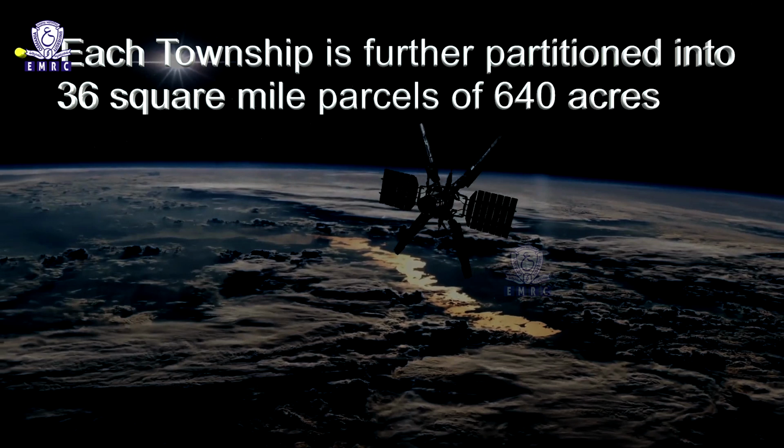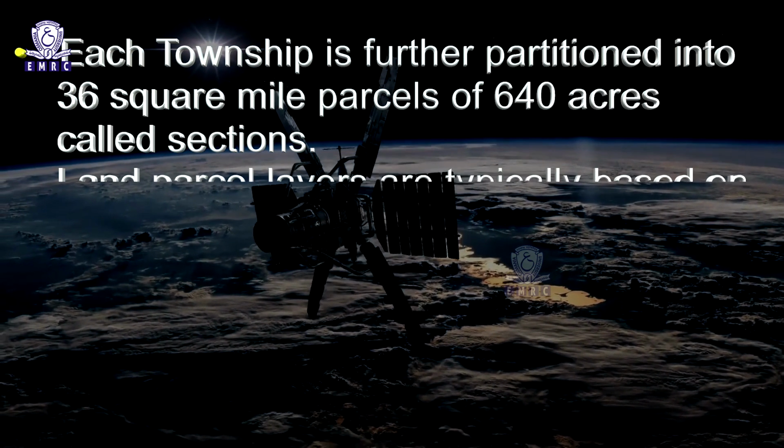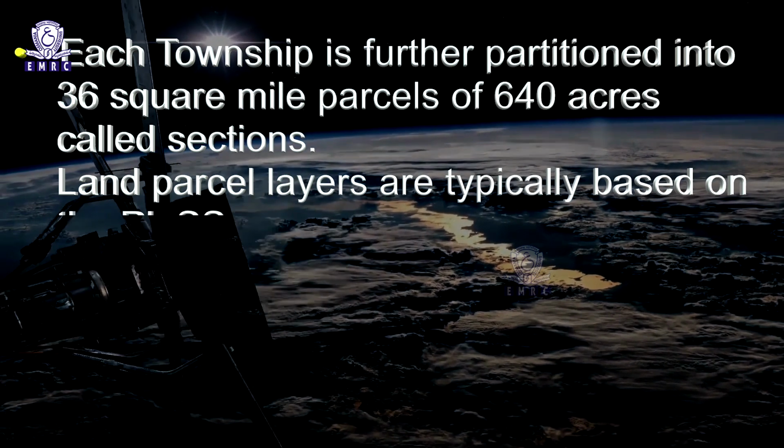The Public Land Survey System. The Public Land Survey System is a land partitioning system. Using the intersecting township and range lines, the system divides the land, mainly in the central and western states, into 6 by 6 mile squares or townships. Each township is further partitioned into 36 one-square-mile parcels of 640 acres called sections.